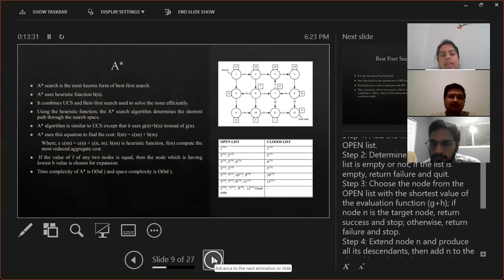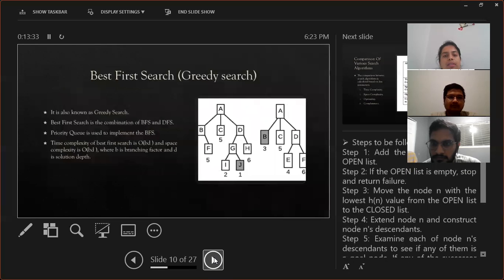And the second one in informed search algorithms is best first search, which is also called greedy search. And it is a combination of breadth first search and depth first search algorithms. Here we use the priority queue to implement this algorithm. And here are the time complexity and the space complexity, where b is the branching factor and d is the solution depth. Here are the few steps used to calculate this search.